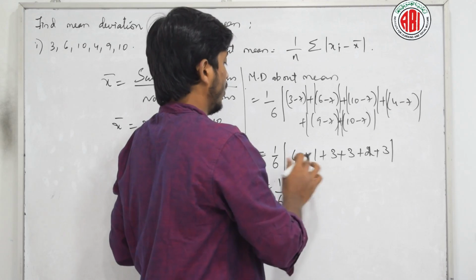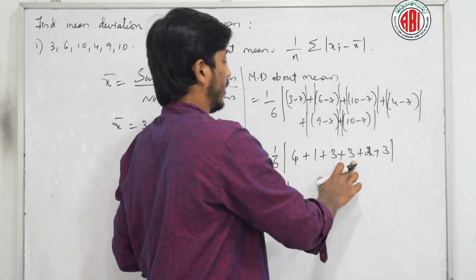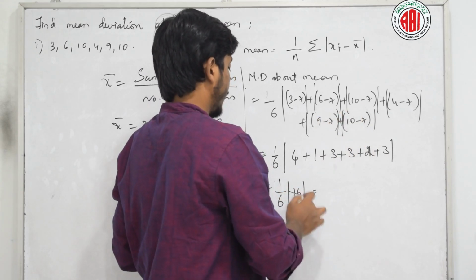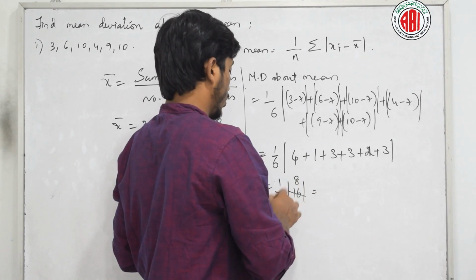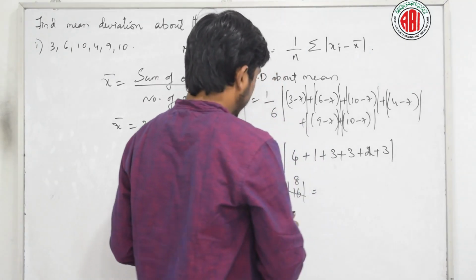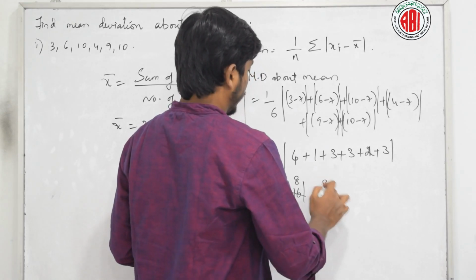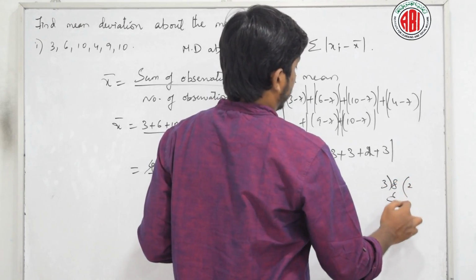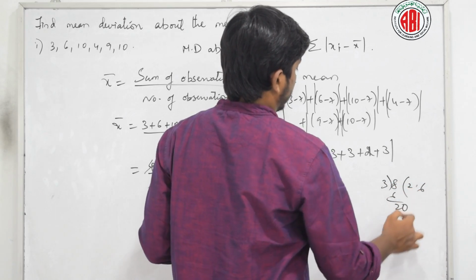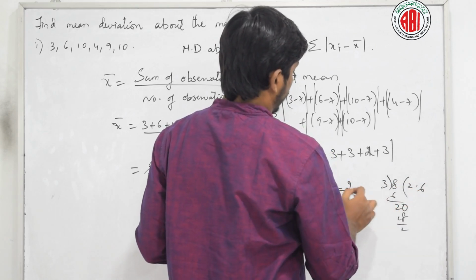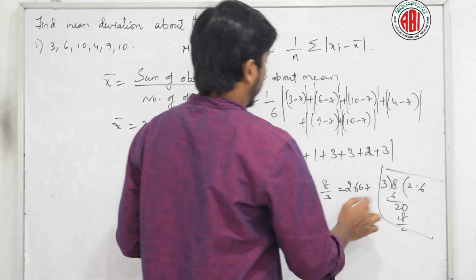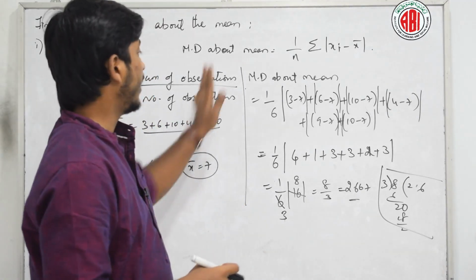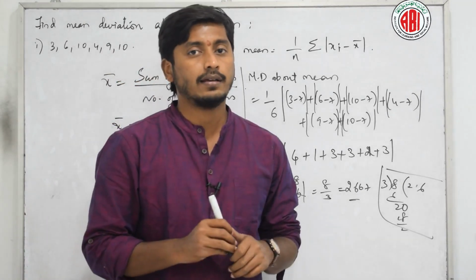Now add everything. 4, 5, 6, 7, 8, 9, 10, 11, 12, 13, 14, 15, 16. Answer is 16 by 6, that is 2 8s are 16 and 2 3s are 6, which is 8 by 3. What is 8 by 3? It is 2.667. Clear? Is it not easy? So we can easily find the mean first, then again find the mean deviation about the mean. Clear? Shall we move to the next problem?